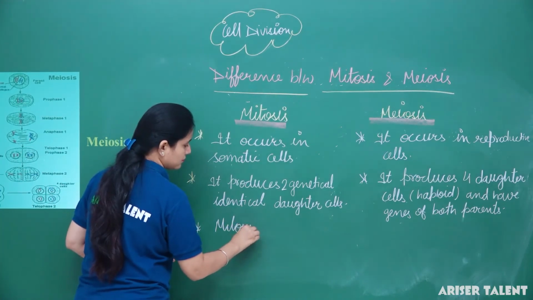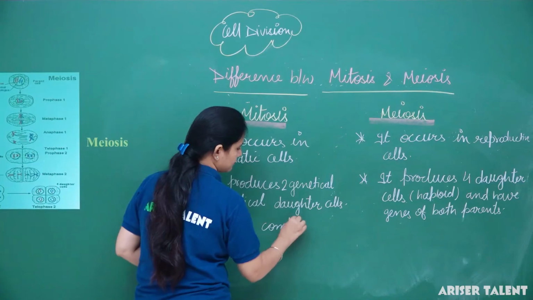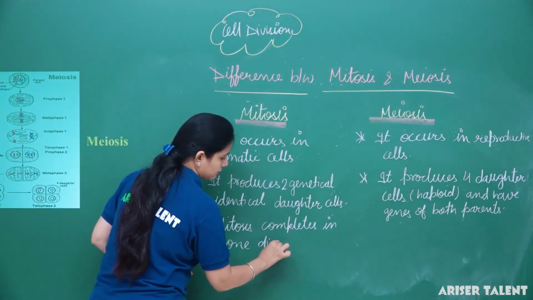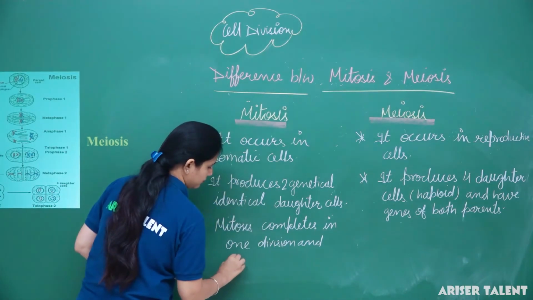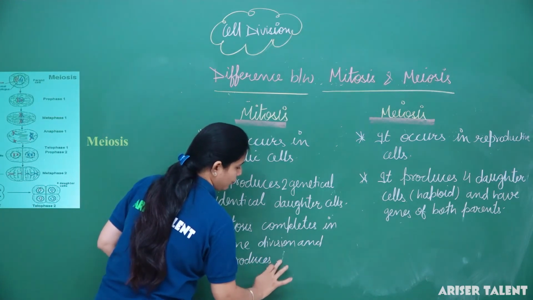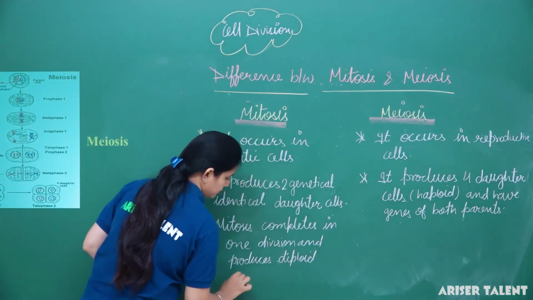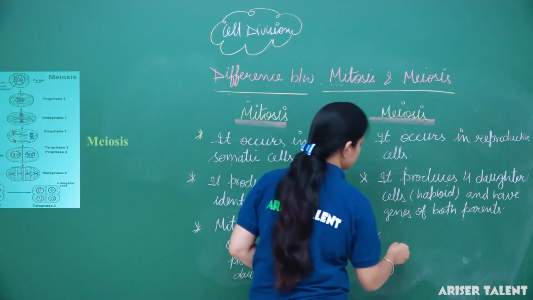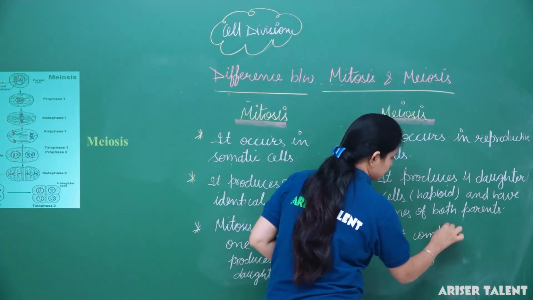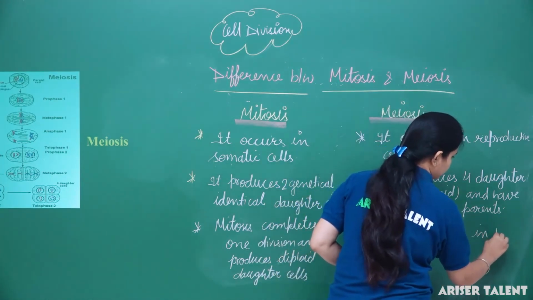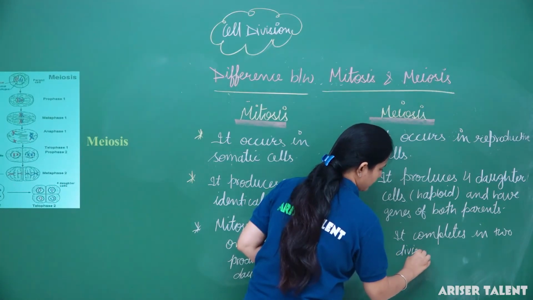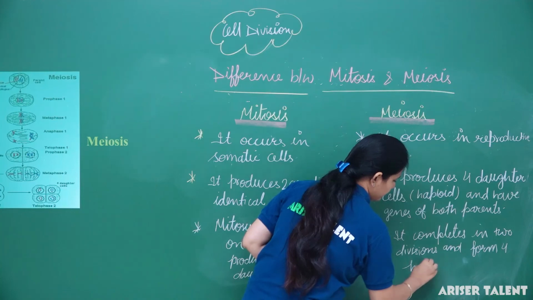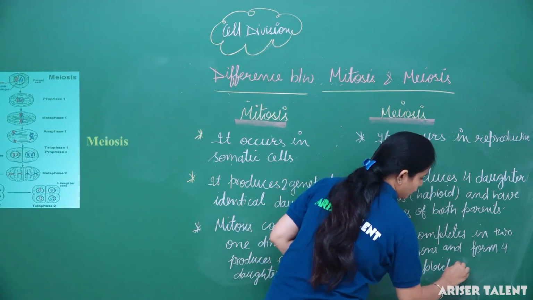Mitosis completes in 1 division and produces diploid daughter cells, whereas meiosis completes in 2 divisions and forms 4 haploid daughter cells.